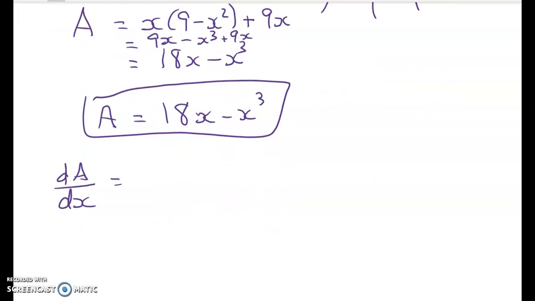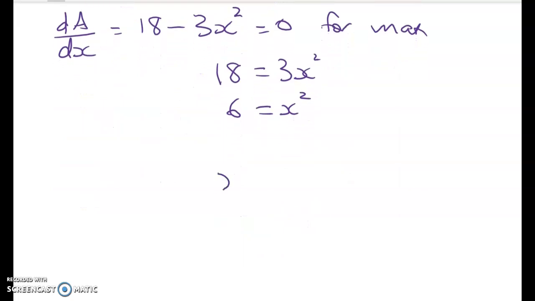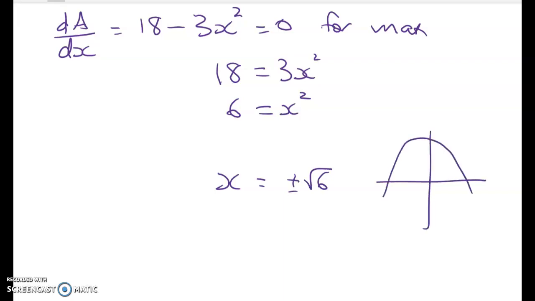So we write dA by dx is equal to 18 minus 3x squared, and that equals 0 for a max. So we have 18 is equal to 3x squared, 6 is equal to x squared, and so x is equal to plus or minus root 6. Now that does make sense for once in this case because we've got a value back here and we've got a value here. But we're working on the positive side of the axis, so we're going to use x is equal to root 6.